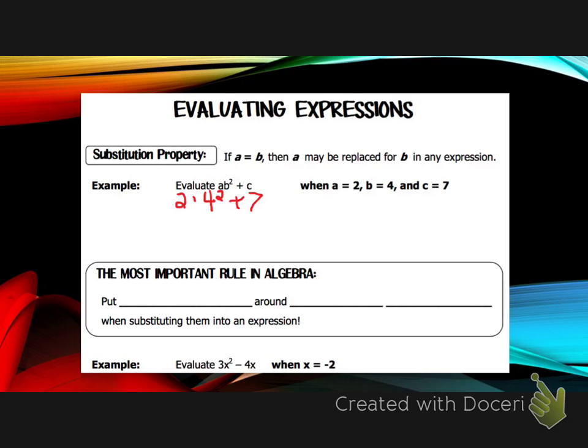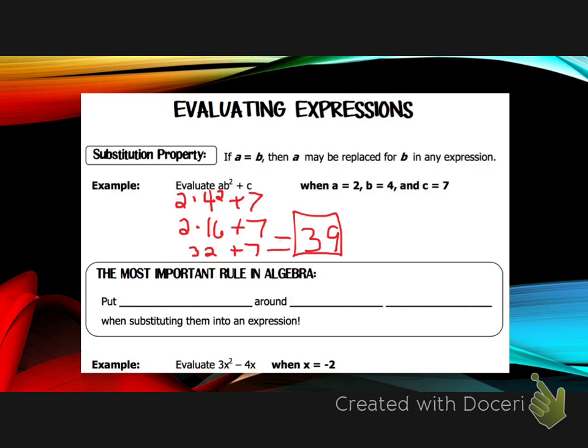Then we just follow our order of operations. You're going to have 2 times 16 plus 7. Did the exponents first. Now we're going to multiply, divide. So we got 32 plus 7, which is 39. So to evaluate that when the A, B, and C are 2, 4, 7 respectively, you get 39.